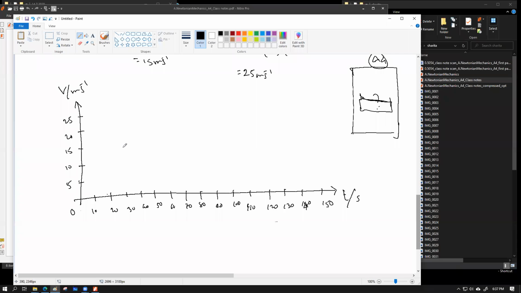Before I move on further, I want everyone to have a very good look at how the axis labeling is done. Have a look.